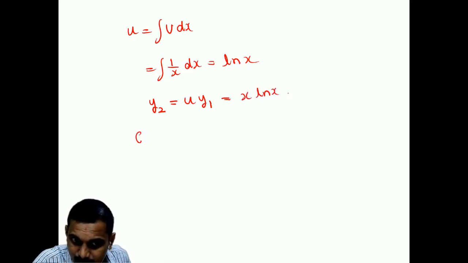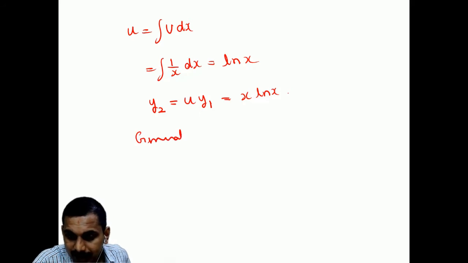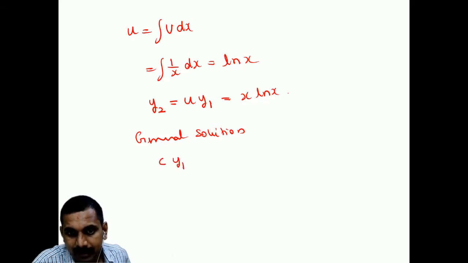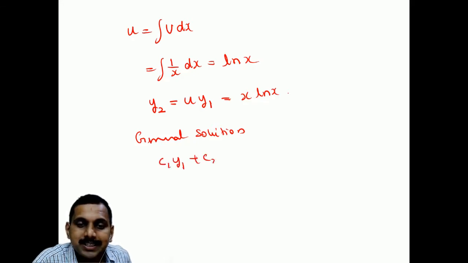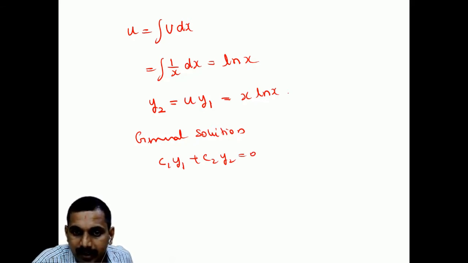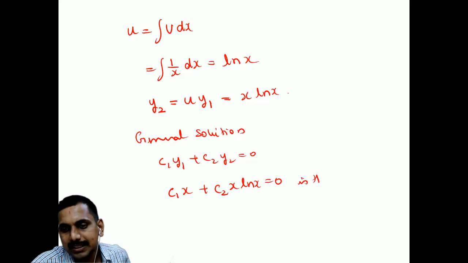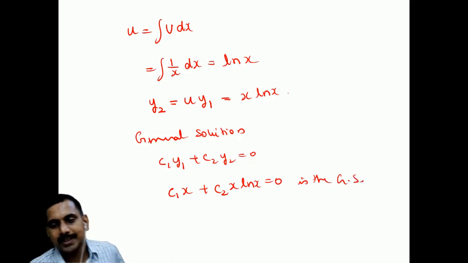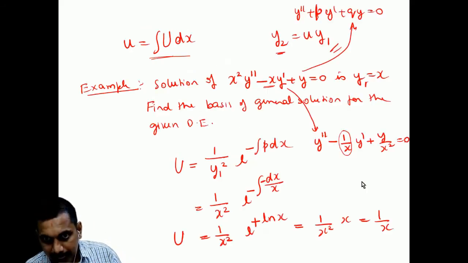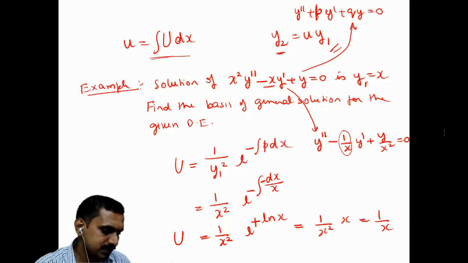So what is the general solution? General solution happens to be c1 y1 plus c2 y2 is equal to 0. So what is that? c1 x plus c2 into x log x is equal to 0 is the general solution. Is it clear, students? So I'll go back. Tell me when you finish writing this. Then I'll go to the next one.